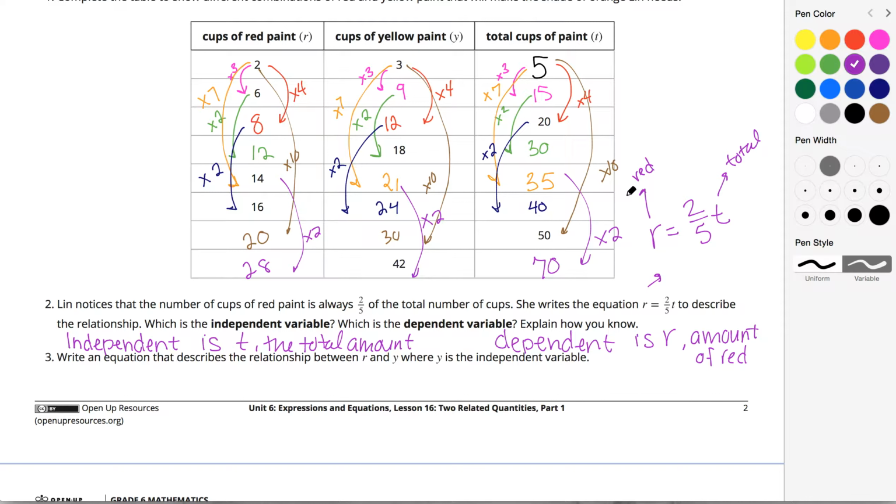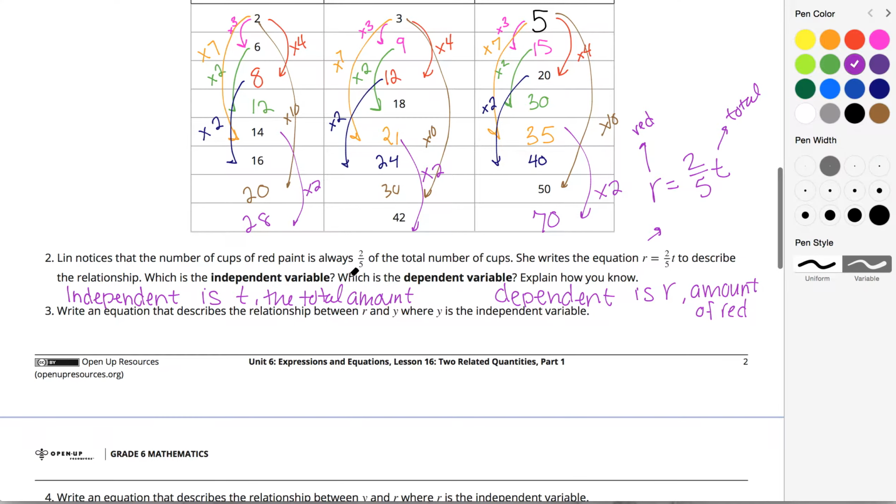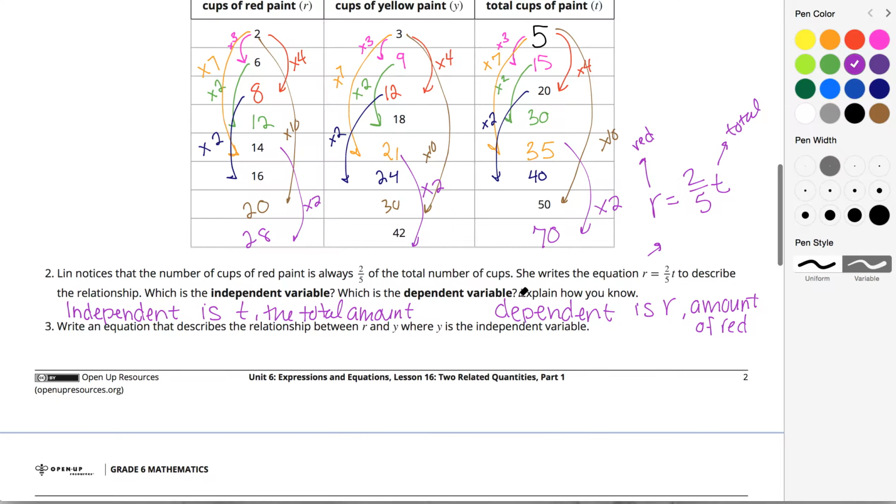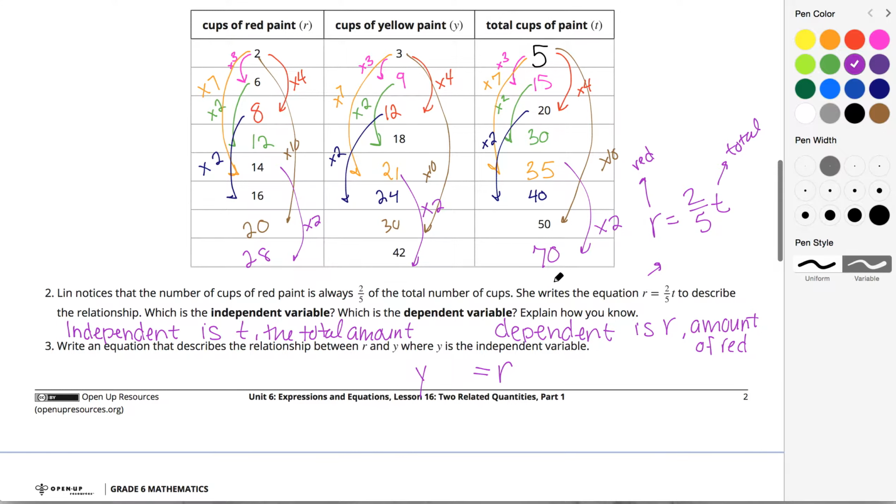So now they want us to do a similar thing, but now we are going to write an equation that represents the relationship between R and Y. Well, R and Y are talking about red paint and yellow paint. Now they're telling you they want Y to be the independent variable. So we are going to be doing something to Y so we can equal R. Let's take a look at this.